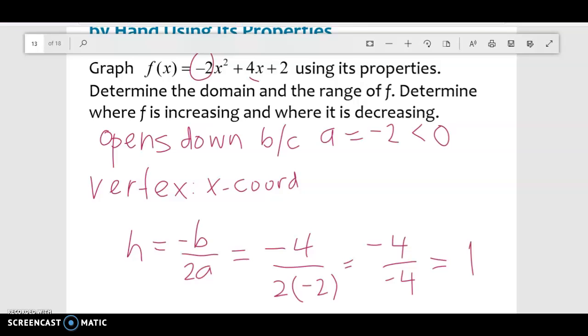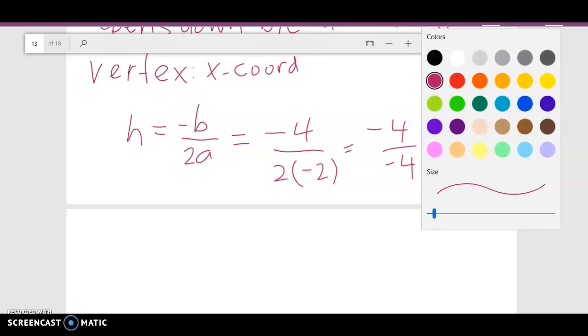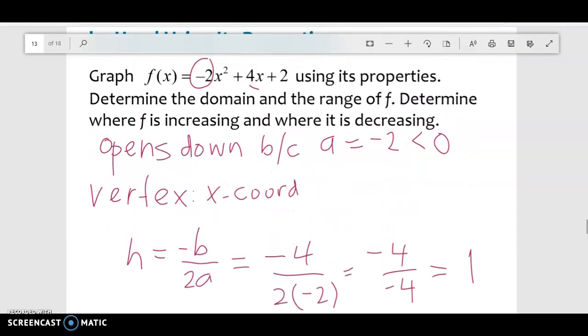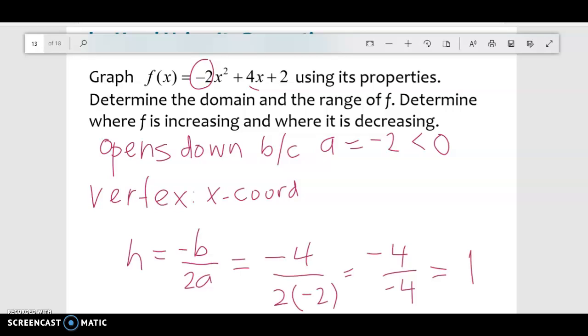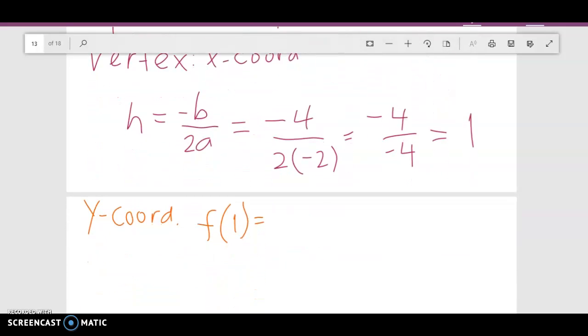Now we're going to evaluate the function at that x value, so we can find the k value, or the y value, of our vertex. So the y-coordinate is going to be the function f of x evaluated when x is 1. That means we're going to plug in a 1 for every x of this function. So I'm going to put negative 2 times 1 squared plus 4 times 1 plus 2.